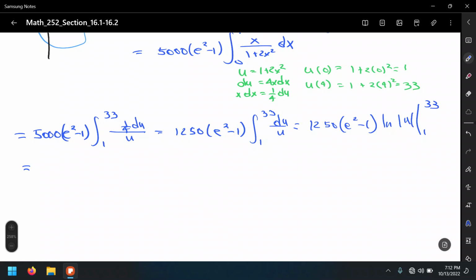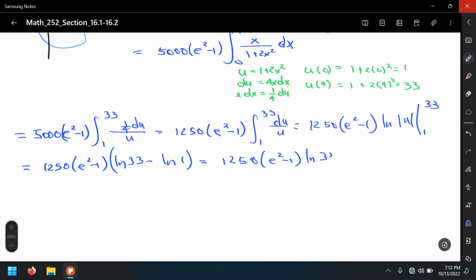So to avoid the back substitution, that's why we did the changing of the limits. This way we can just go about, well, 1250(e squared minus 1)(ln of 33 minus ln of 1), which reducing, that's going to give us 1250(e squared minus 1) times ln of 33. So that's how many people live in the island.